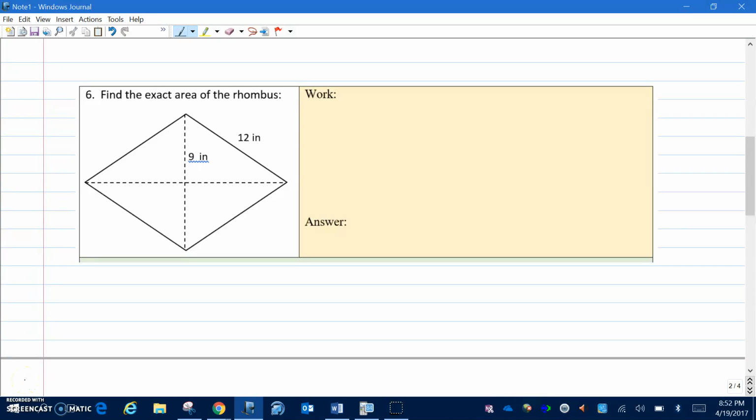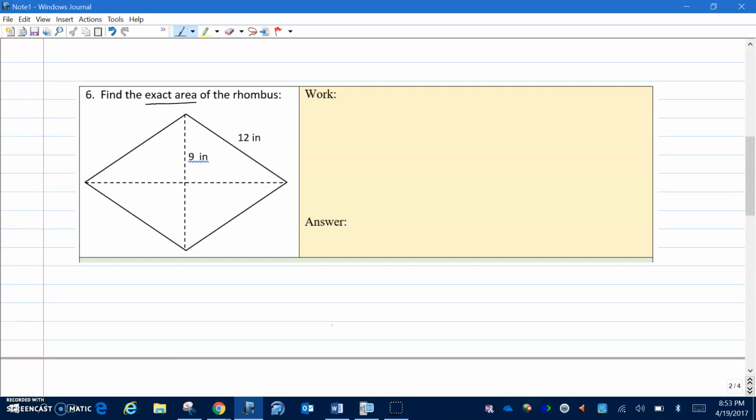Alright, so we're going to find the area of this rhombus, and we're going to be sure that we find the exact area. So no decimals on this one. We're either going to be in standard radical form, or we're going to have a reduced fraction. I'm going to show you two ways to do this one. The first is by breaking it into pieces.